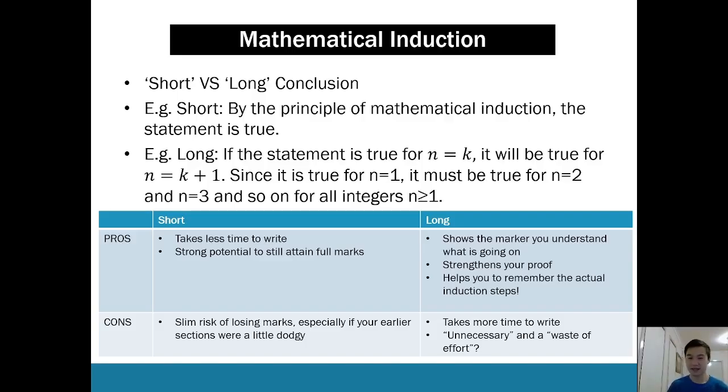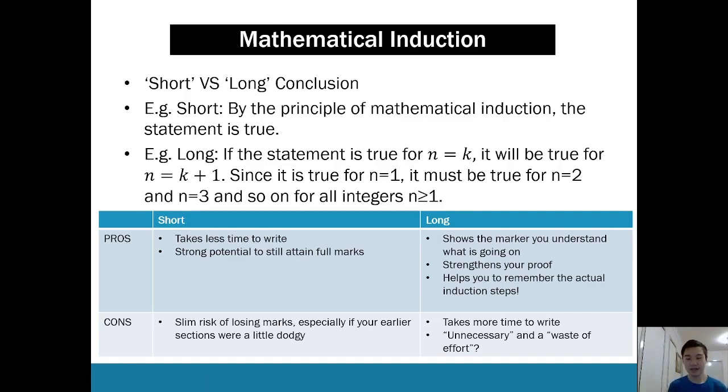So it's something like, if the statement is true for n equals k, it will be true for n equals k plus 1. Since it is true for n equals 1, it must be true for n equals 2 and n equals 3, and so on for all integers n greater than or equal to 1.